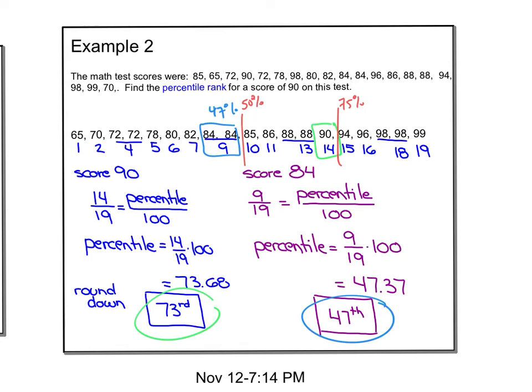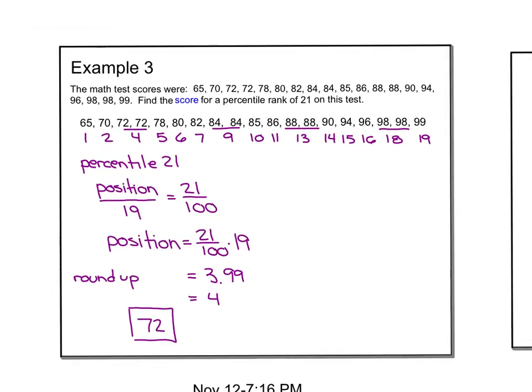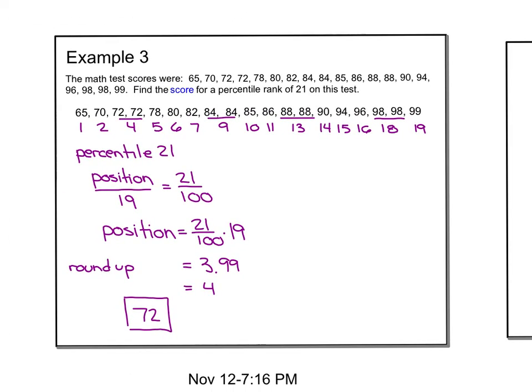Okay, let's continue to another question. The math test scores were as follows. Find the score for a percentile rank of 21 on the test. Now we're not necessarily looking for the percentile for a particular score. We're looking for a score that matches a certain percentile. So again, we rank. This is score 1, 2, 3, and 4, just like it was on the previous problem. 5, 6, 7, 8, and 9 become just 9 because they're duplicates. 10, 11, duplicate 13, all the way up to 19.